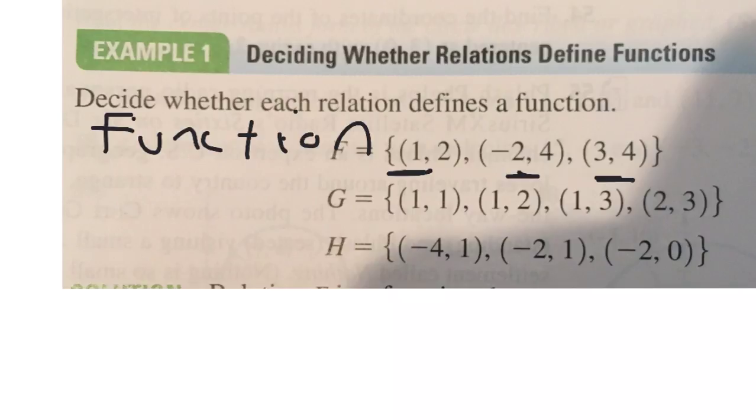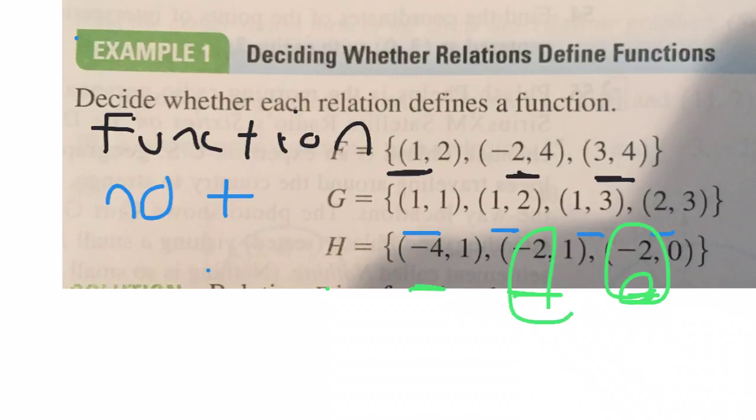For relation g, if you look at the x values, the x value of 1 repeats 3 times, so relation g is not a function. And for relation h, the -2 repeats, so relation h is not a function.